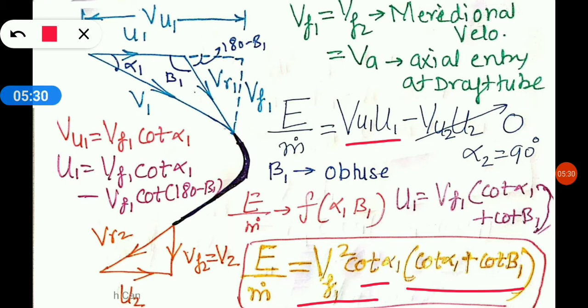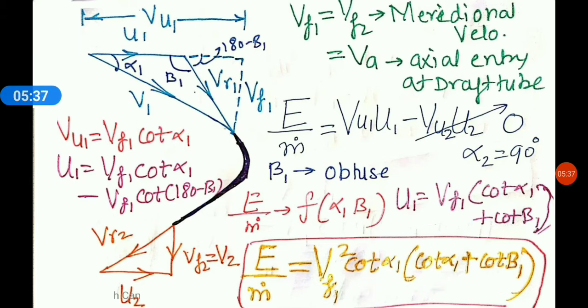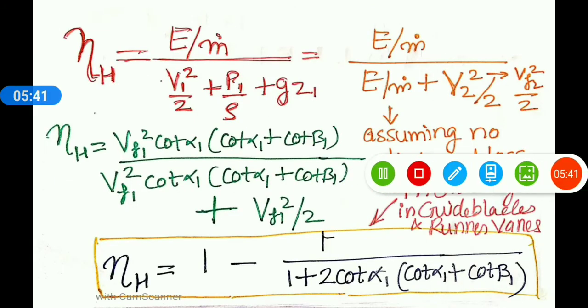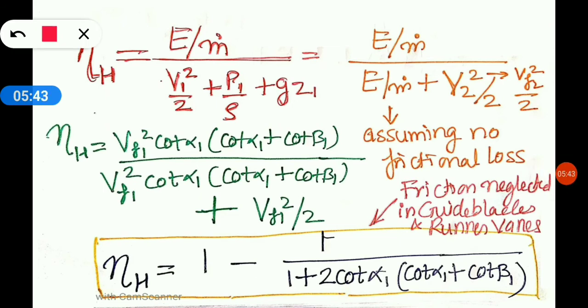Fine. Vf1 square is nothing but equal to Vf2 square. It is nothing but equal to V2 square. Fine. So next, now we'll find efficiency. Now what is the formula for efficiency? Efficiency is the energy conversion that has happened. The water power has been converted into runner power divided by the input energy.